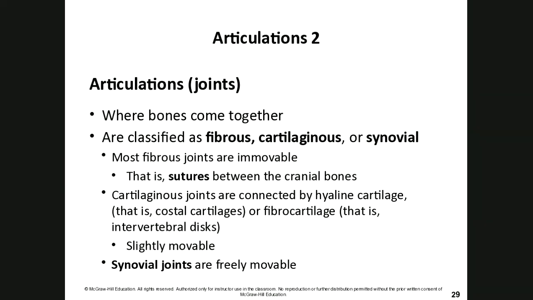Cartilaginous joints are joints that are connected by hyaline cartilage, so the costal cartilages that we found in the rib, or the fibrocartilages that we find in the intervertebral disc. And we would consider them an amphiarthrotic joint because it's slightly movable. So there is some movement there. So it's not as rigid and strict as a fibrous joint, but it's not as loose as a synovial joint. Synovial joints are freely moving. So these are just very loose diarthrotic joints that can move in many, many different directions.